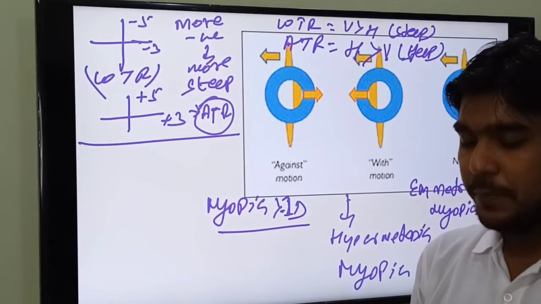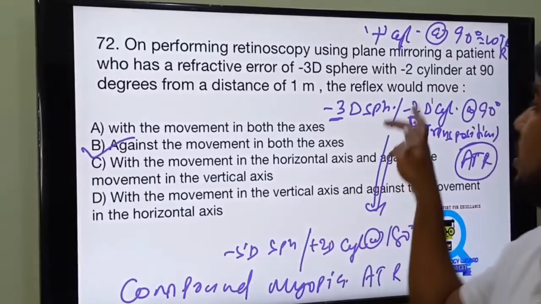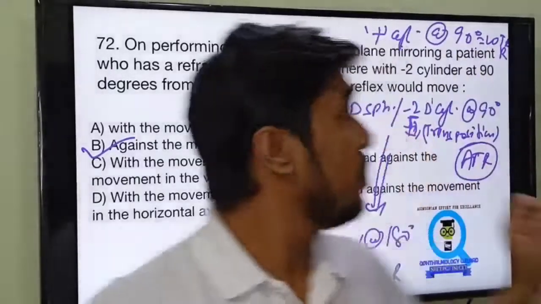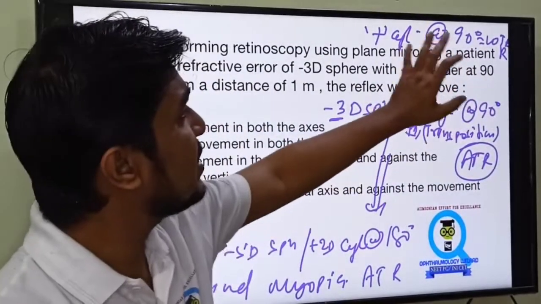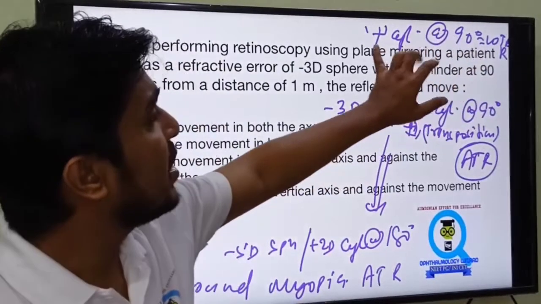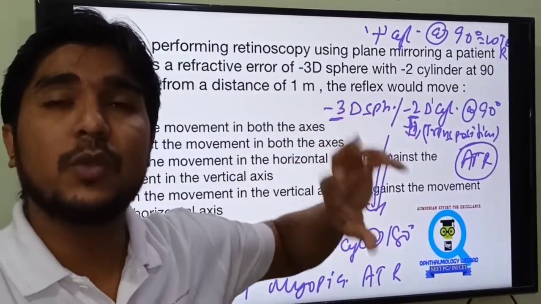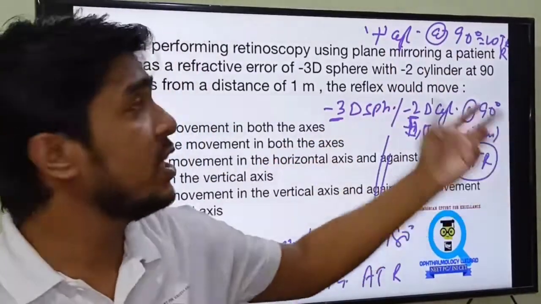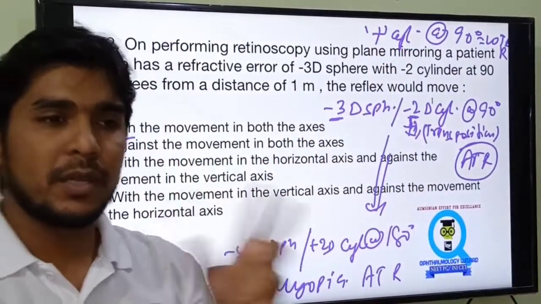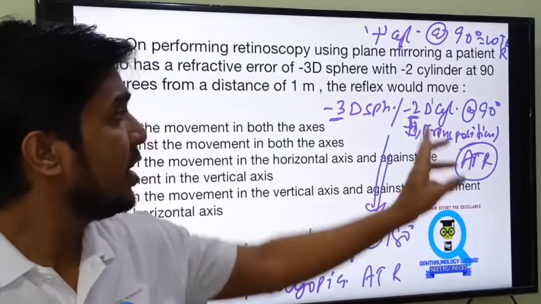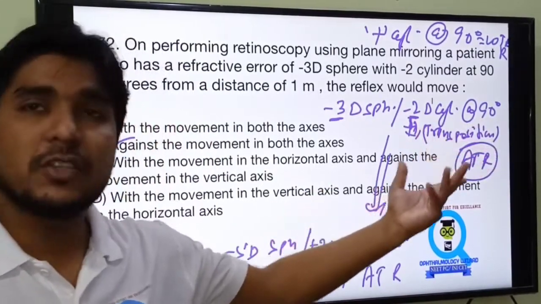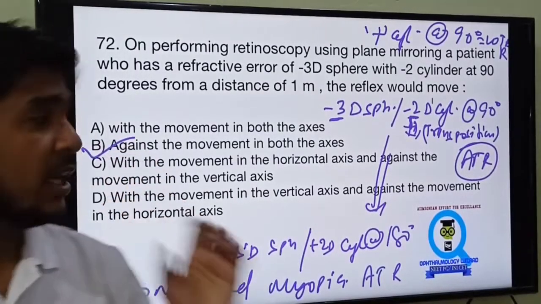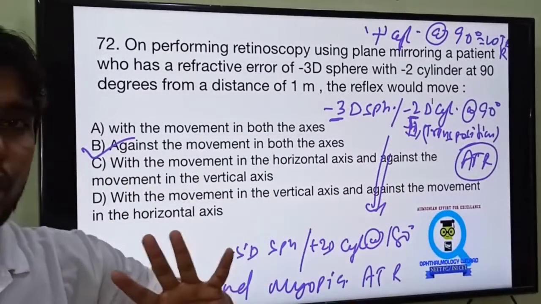Now if you are given a prescription like in the previous one, you have to understand that if there is a plus at 90, it is with the rule. Vice versa, plus at 180 degrees is against the rule, and minus at 90 will be against the rule. Just remember this and start vice versing the thing. So it is minus cylindrical at 90, that's why it was against the rule. So this is important.